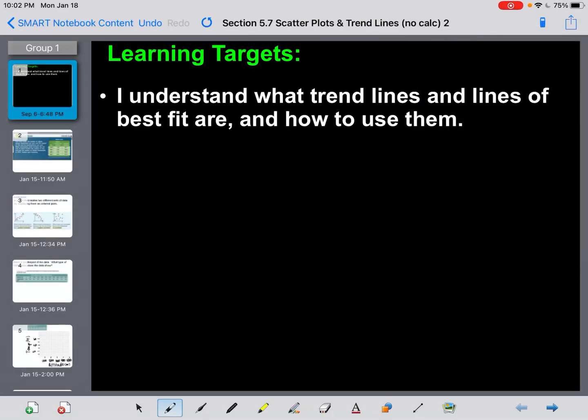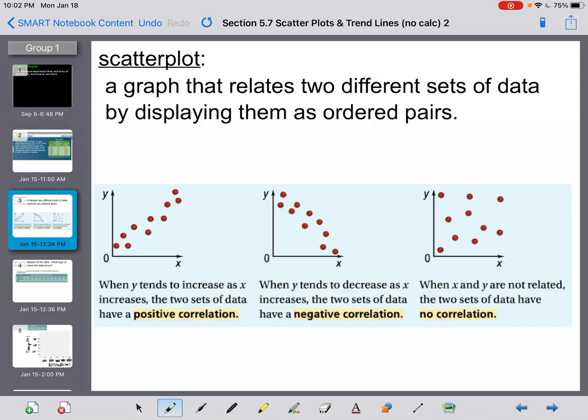Chapter 5, Section 7 is about scatter plots and trend lines, and we want you to be able to understand what a trend line is and what lines of best fit are and how to use them. So we're going to start with our first vocab word, which is scatter plot.